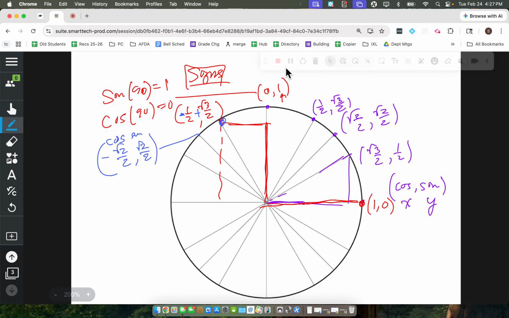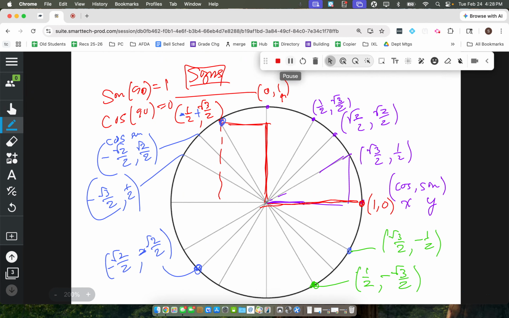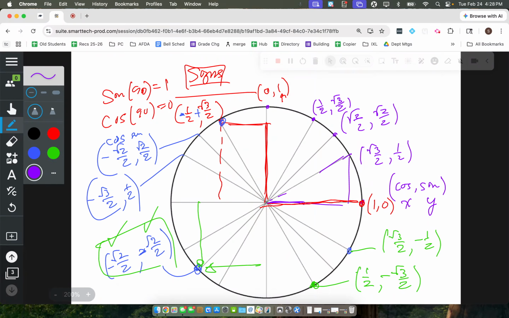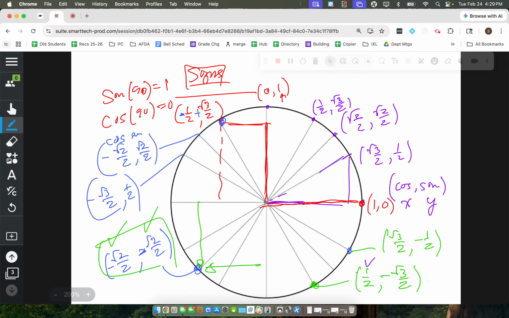I'm going to keep going. Okay, look at this. Cosine and sine, both negative. Y is negative, x is negative. Look over here. Cosine is positive, sine is negative because it's below the x-axis. This one, cosine is positive, sine, negative. All right?